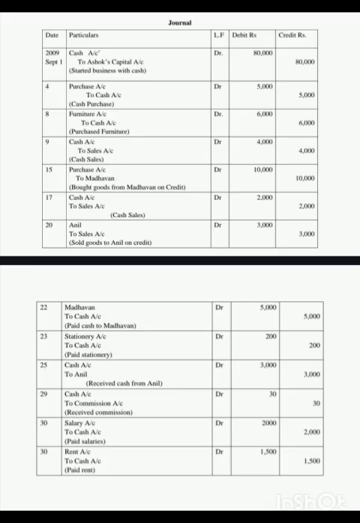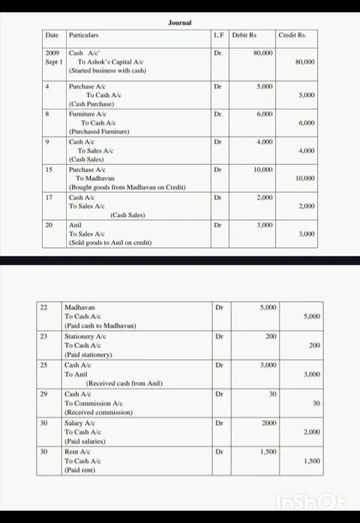1st September, commenced business with cash 80,000 rupees. Mr. Ashok started his business by investing 80,000 rupees in cash. Here, cash account is a real account and it represents an asset. Cash is coming into the business, so as per the rule of real accounts, debit what comes in, we debit the cash account. The other account is capital account, which is a personal account and represents the owner's equity or liability of the business towards the owner. Since the owner is the giver of money, we credit the capital account as per the rule, credit the giver.